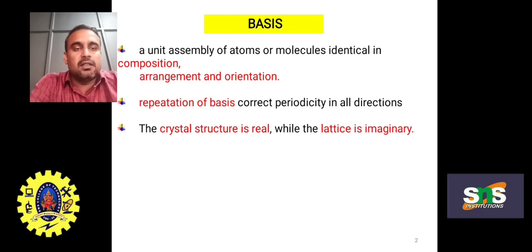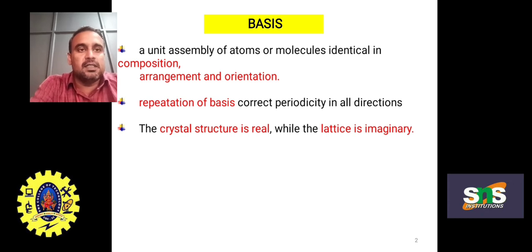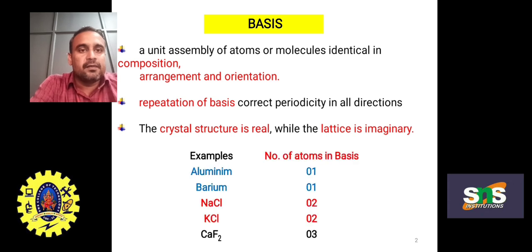Then the next important topic is basis, that is the unit assembly of atoms or molecules which are identified with respect to the position of the lattice point. That means the repetition of the basis gives periodicity in all directions. Examples for basis: aluminum, barium, NaCl, KCl. The number of atoms in the basis is 1, 1, 2, 2.